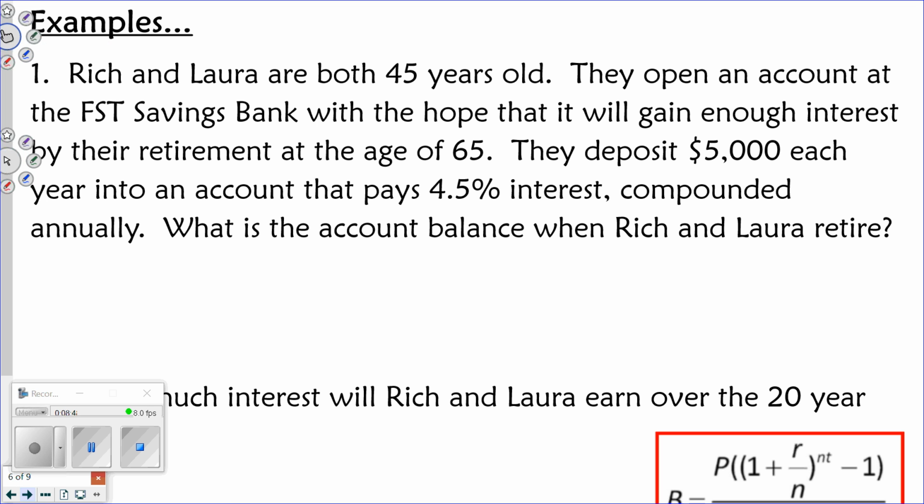All right. So Rich and Laura are both 45 years old. They open an account at the FST Savings Bank with the hope that it will gain enough interest by their retirement at the age of 65. They deposit $5,000 each year into an account that pays 4.5% interest compounded annually. What is the account balance when Rich and Laura retire?